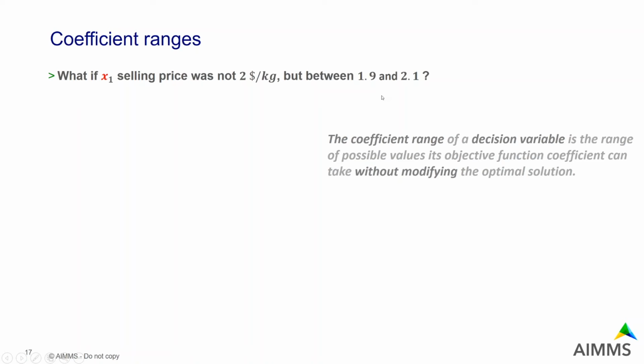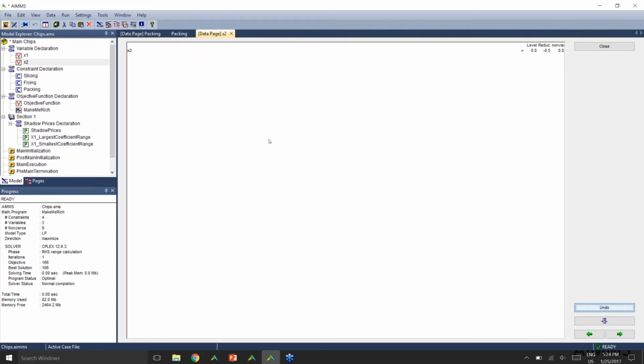Well, in order to tackle this issue, we could use what we call the coefficient range, which is a mathematical quantity that is calculated by AIMMS directly in the output of your LP model. The coefficient range of a decision variable is the range of possible values its objective function coefficient can take without modifying the optimal solution. So in our small example, I could plot those ranges.